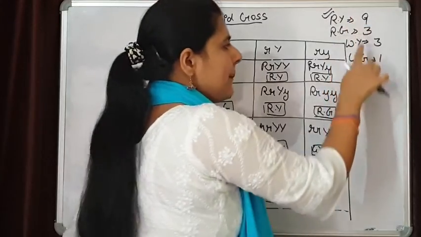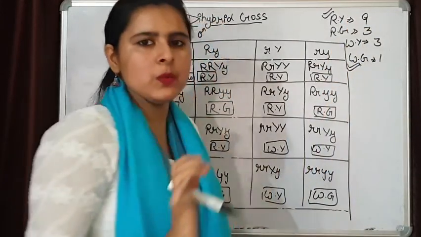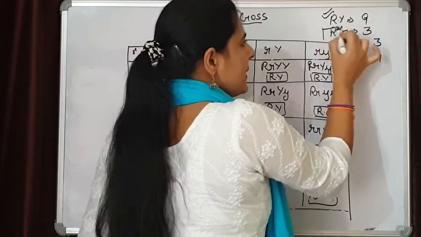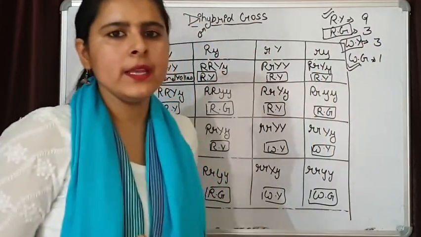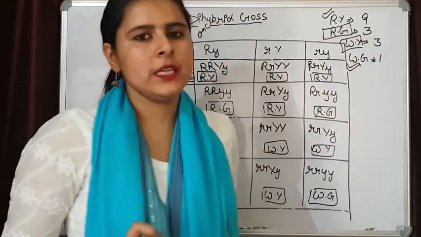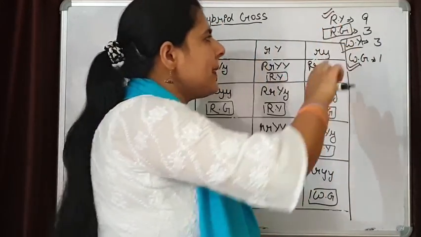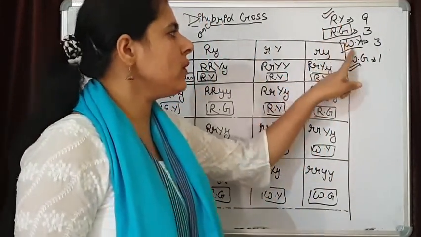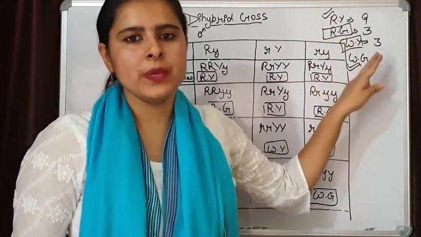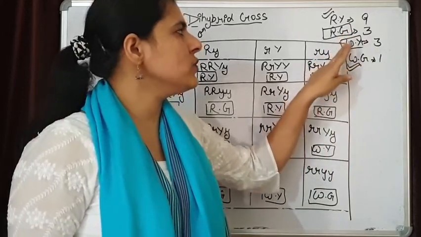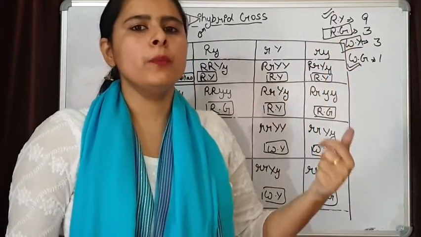These were the parental types, these are resembling the parents. The new combinations that are formed here are round and green and wrinkled and yellow. Of both the parents, neither was round green or wrinkled yellow. That means these are the new combinations, and we call these new combinations recombinants.